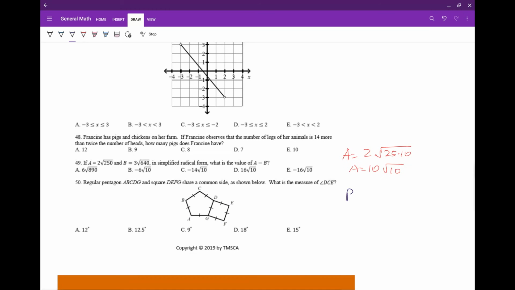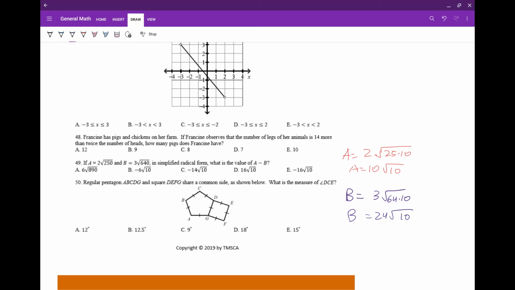Now B, on the other hand, is equal to 3 root 640. And 640 is 64 times 10. Using the same reasoning as before, you can take the square root of 64, which is 8. So then you have 3 times 8 root 10, which is equal to 24 square root 10.